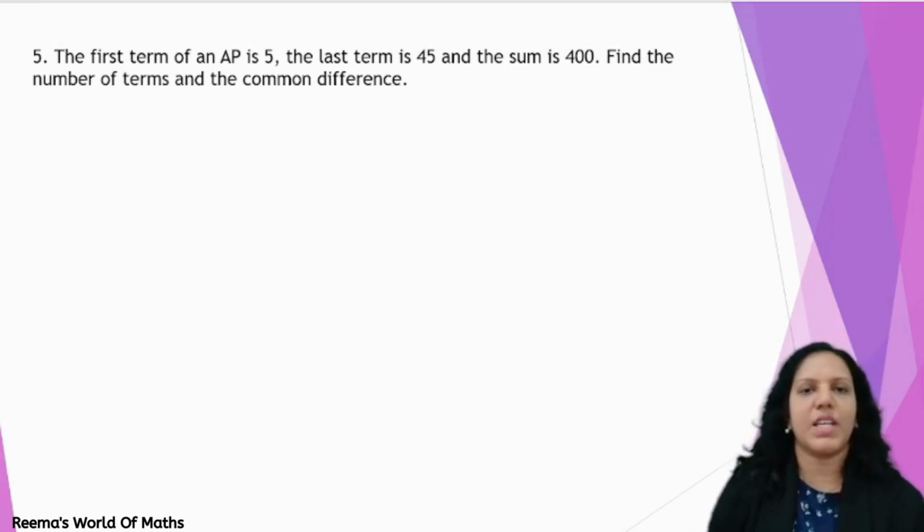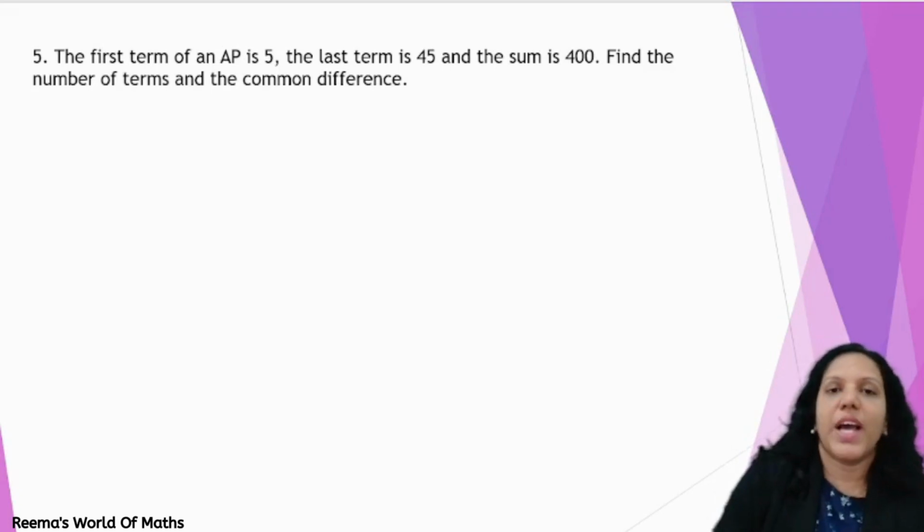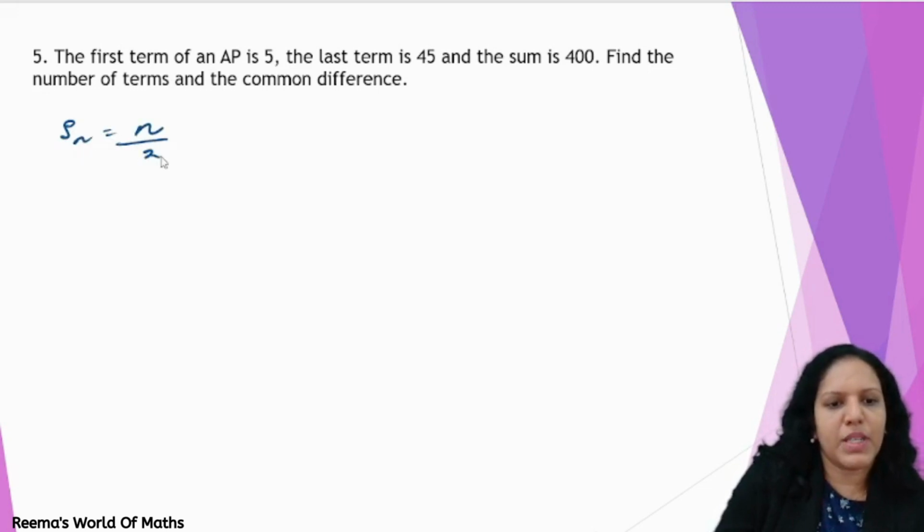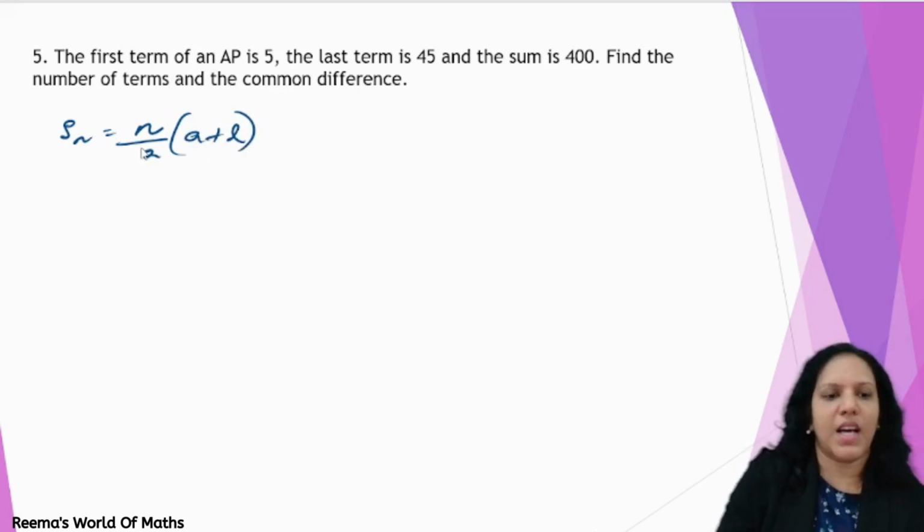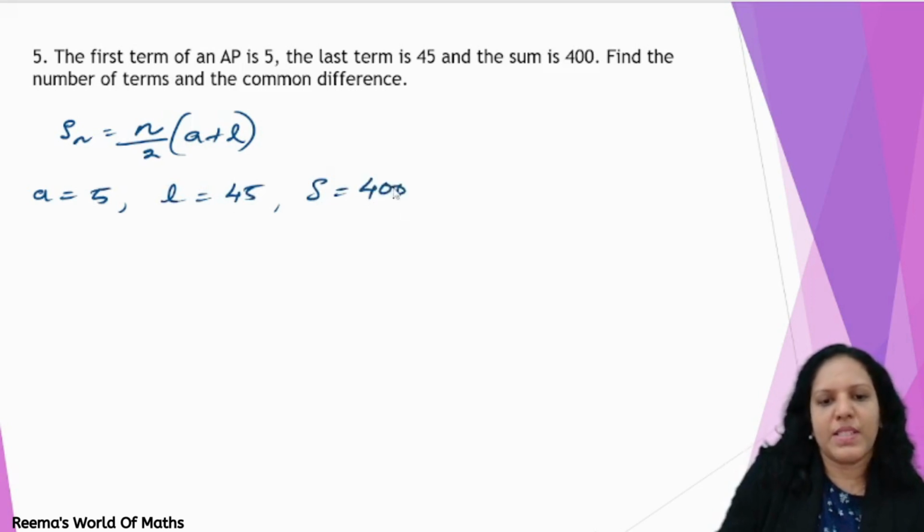Find the number of terms and the common difference. So we know if we know the first term and the last term, the formula to find the sum is Sn equals n by 2 multiplied by (a plus L), where a is the first term and L is the last term. So here a equals 5 and L equals 45. S equals 400. Let's replace these values.